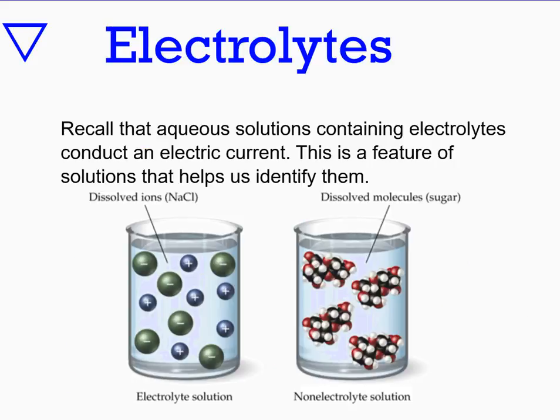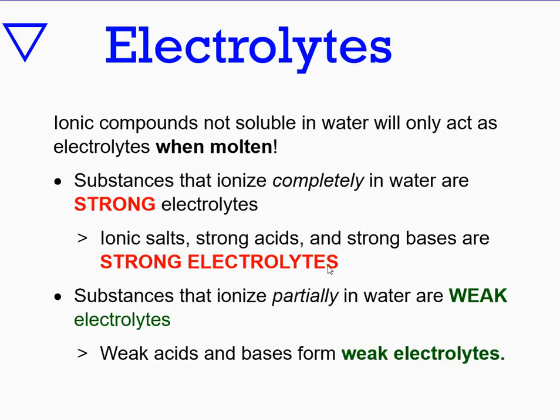Recall that aqueous solutions containing electrolytes conduct an electric current. This is a feature that helps us to identify solutions. If we had two unknown solutions, there are many tests we would run to determine the properties of the solution, one of which would be conductivity. Remember, dissolved ionic compounds are electrolytes. Ionic compounds not soluble in water will act as electrolytes only when they're molten. So an ionic compound that we would find insoluble on our solubility table could only conduct electricity when it's molten, okay?